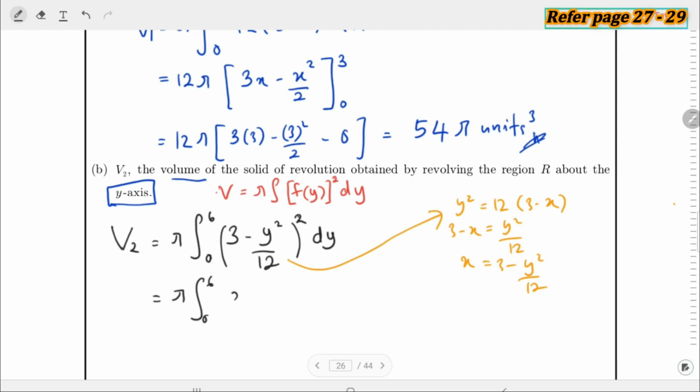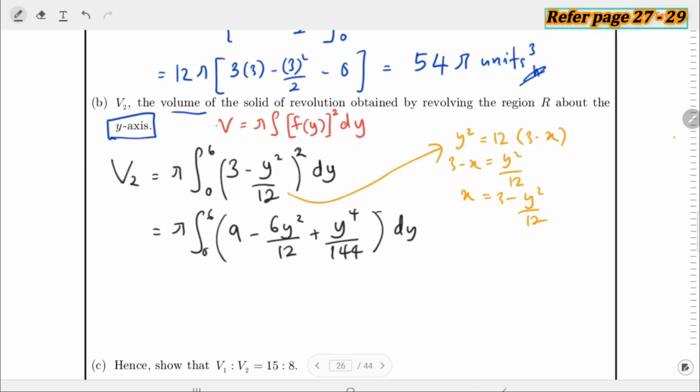So we are getting here (9 minus 6y squared over 12 plus y to the power of 4 over 144) with respect to y. Has the function been simplified? Yes. Okay, so now we are integrating all of them. So pi times 9 becomes 9y minus y to the power of 3 over 6, plus y to the power of 5 over 5 times 144, so it's 720, from 0 to 6.